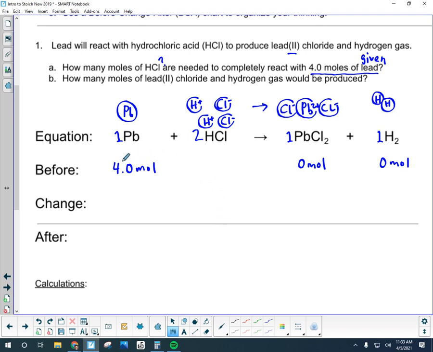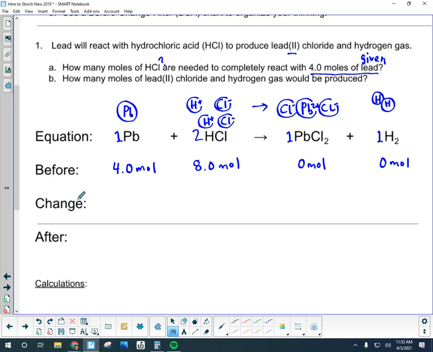Now, if I want to react lead with HCl, the 1 to 2 coefficient is quantity, right? I always need twice as much HCl as lead. If I have 4 moles of lead given in the problem, then I'm going to need 8 moles of HCl to react completely, because the mole ratio reflects the particle quantities, right?